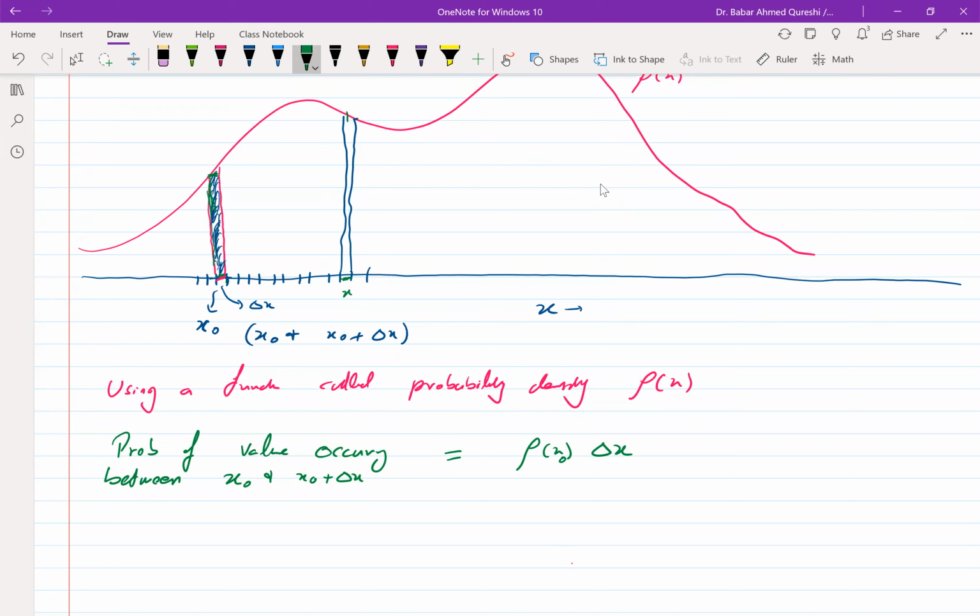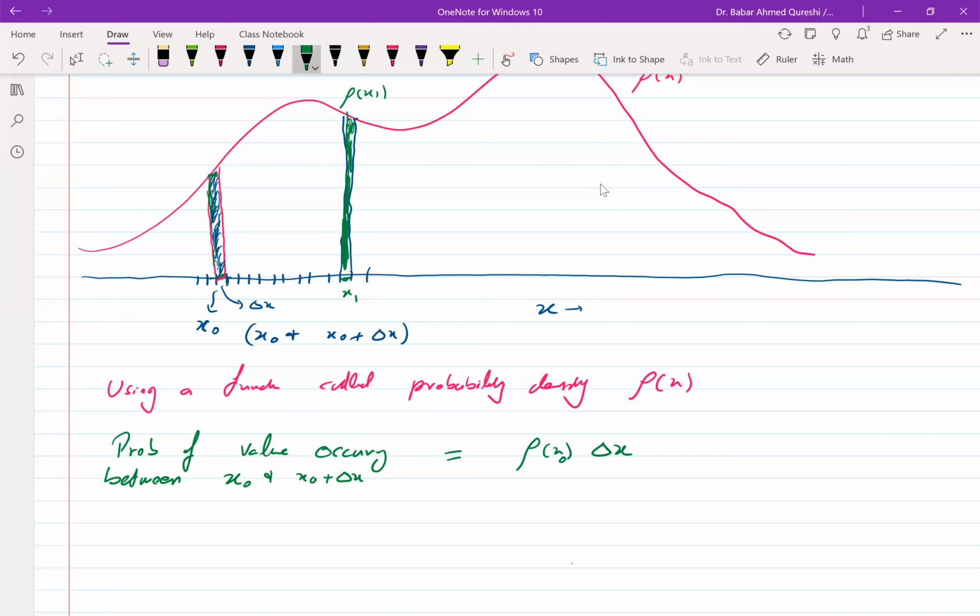Yeah, I'm going to repeat it again. If you ask what is the probability of having the measurement between x1 and x1 plus delta x, within this small range, you just pick the value of this function at x1 and multiply it with this bin size. That will give you the probability. So that's the area of the strip.